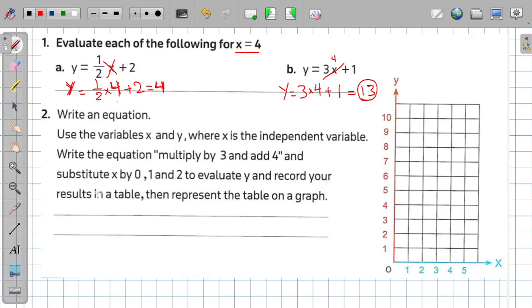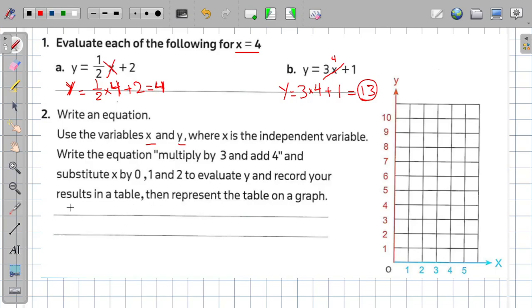The next one here I want to write an equation. I will use the variable x and y where x is the independent variable, and I will write the equation multiply by 3 then add 4. So I will substitute x by 0, 1, and 2 to evaluate y, and will record my results in a table and graph my equation or represent on a graph.